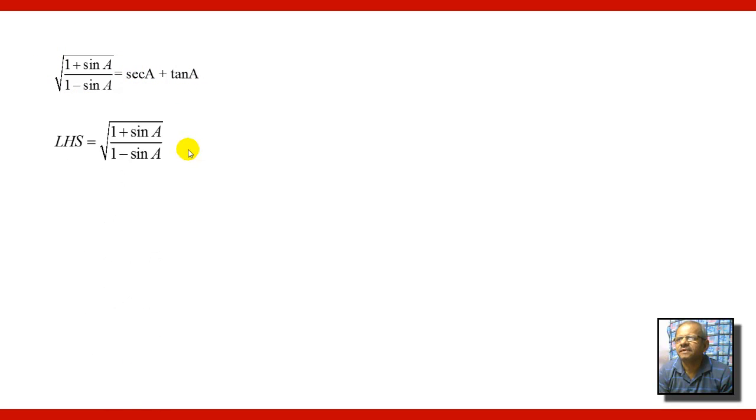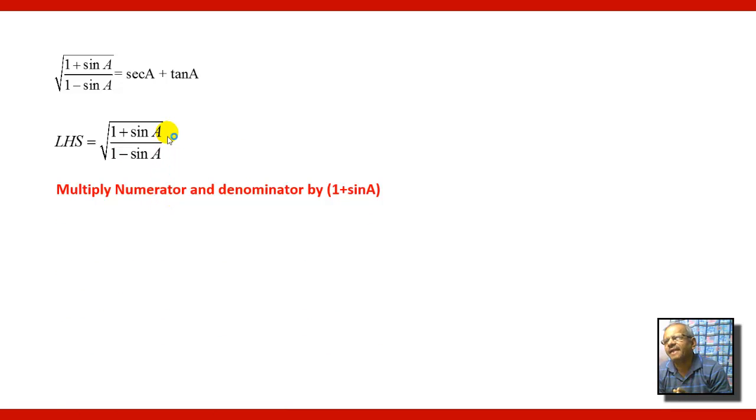So first let us assume that LHS, that is left hand side, is equal to square root of 1 plus sine A upon 1 minus sine A. Here we will multiply the numerator and the denominator by 1 plus sine A. We have changed the sign of the term in the denominator as 1 plus sine A, and we are multiplying it to the numerator as well as to the denominator.